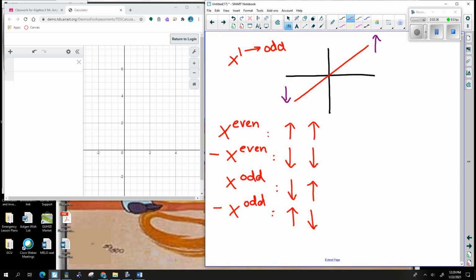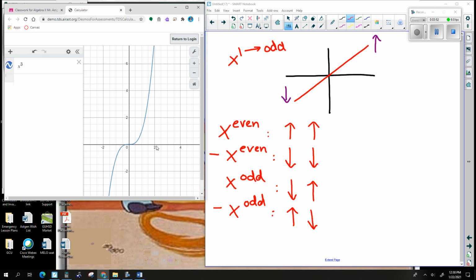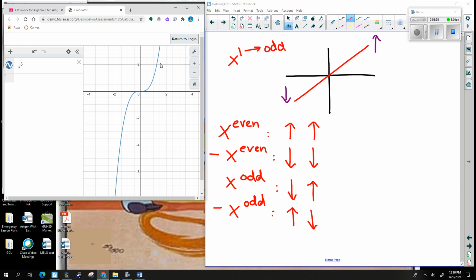You can use your Desmos calculator to verify this. For instance, let's plug in something with the largest exponent being odd, like x to the 3rd. Look at what's going on in the graph here. The right-hand side is up and the left-hand side is down. So a positive odd is a down, up. Now if I were to make that negative, it's an up, down.